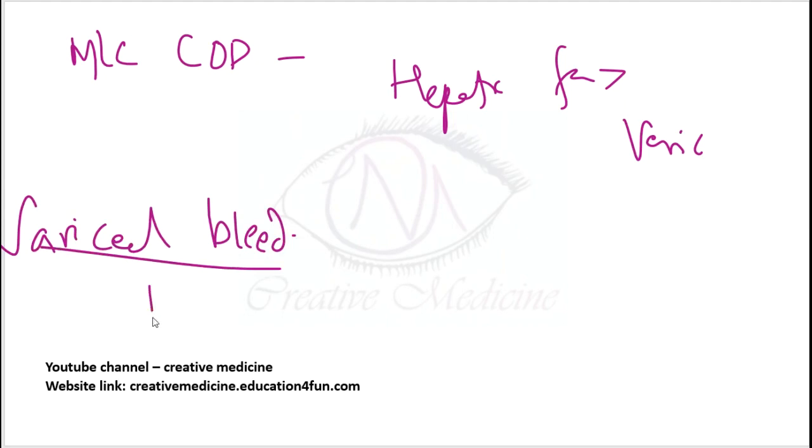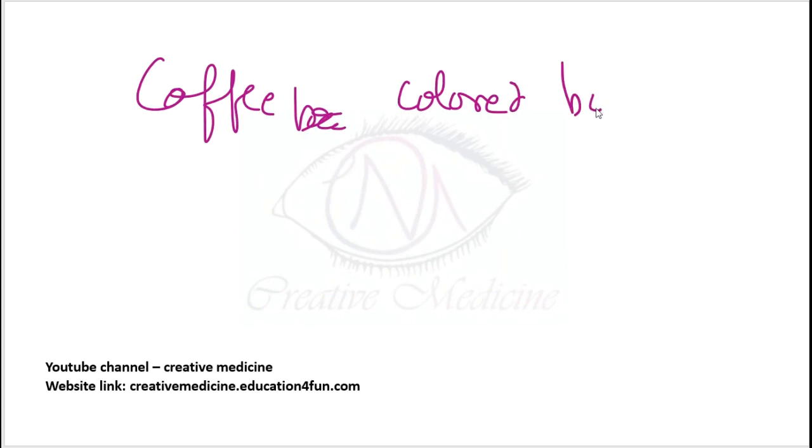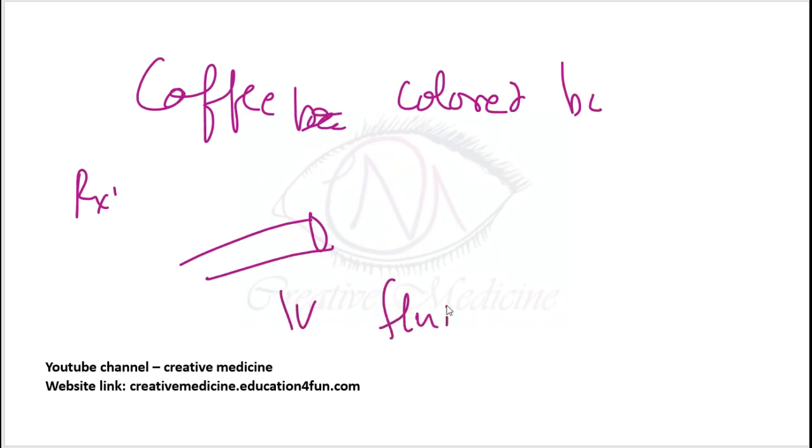In variceal bleeding, the most common site is the lower 3 centimeters of the esophagus. This bleeding will be coffee colored. The management is, first and foremost, to put 2 large bore IV cannulas into the patient, and you will start him on IV fluids.